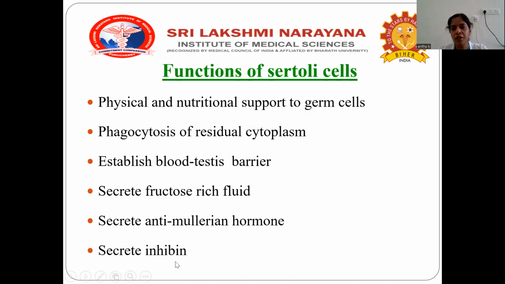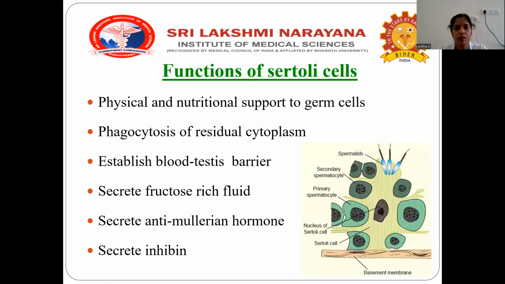It also secretes inhibin. Inhibin is the one that inhibits FSH. FSH is mainly important in the female reproductive system for development of the follicles and so on, so it is not needed in the male reproductive system. For that, the Sertoli cell secretes inhibin, which inhibits FSH. So these are the functions of Sertoli cells, the supporting or sustentacular cells. Now do you understand?